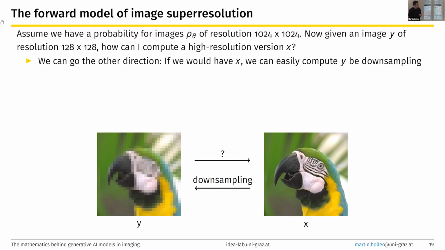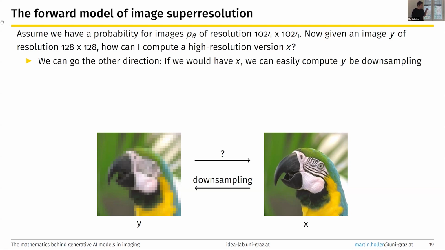Another crucial observation is that while this direction is difficult, the other direction is actually easy. If I have the high resolution image, I can easily go down to the low resolution image. I can just do downsampling. I just do pixel averaging or whatever, and downsample my image.